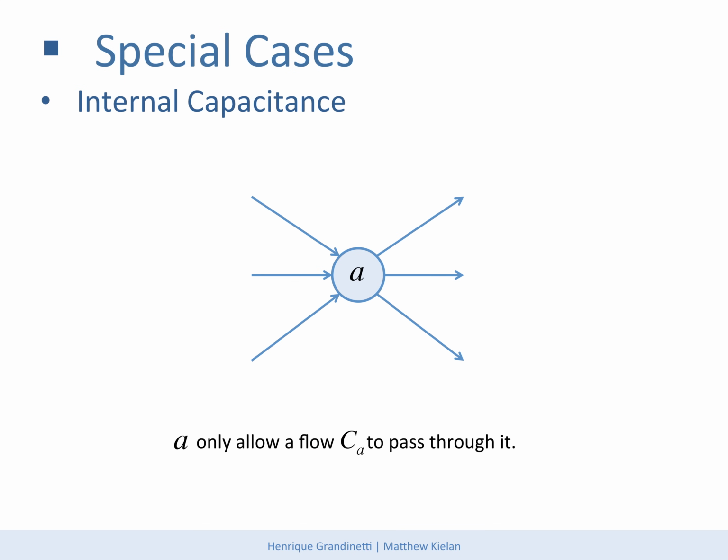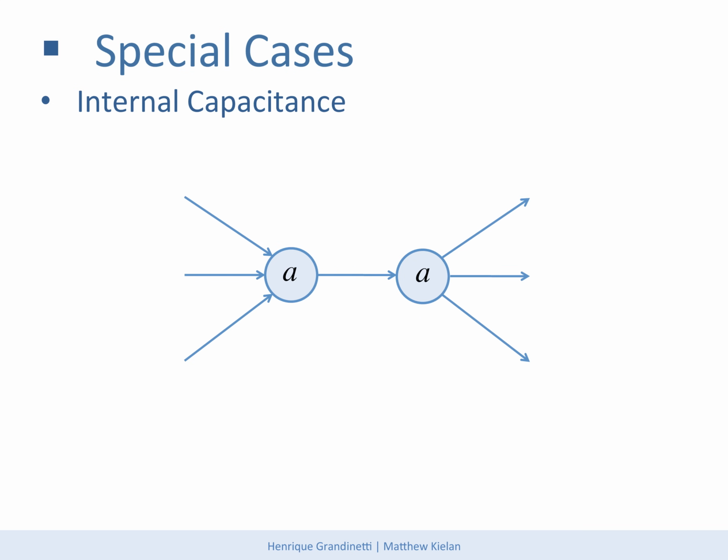If you have a vertex with internal capacitance, which means that the total flow through the vertex is bounded, for example a bottleneck at a road junction, you split the vertex in 2 linked by one edge from the first to the second, where the former is pointed to by all the edges pointing to the original, and the latter has all the edges pointing out of the original pointing out from it instead.